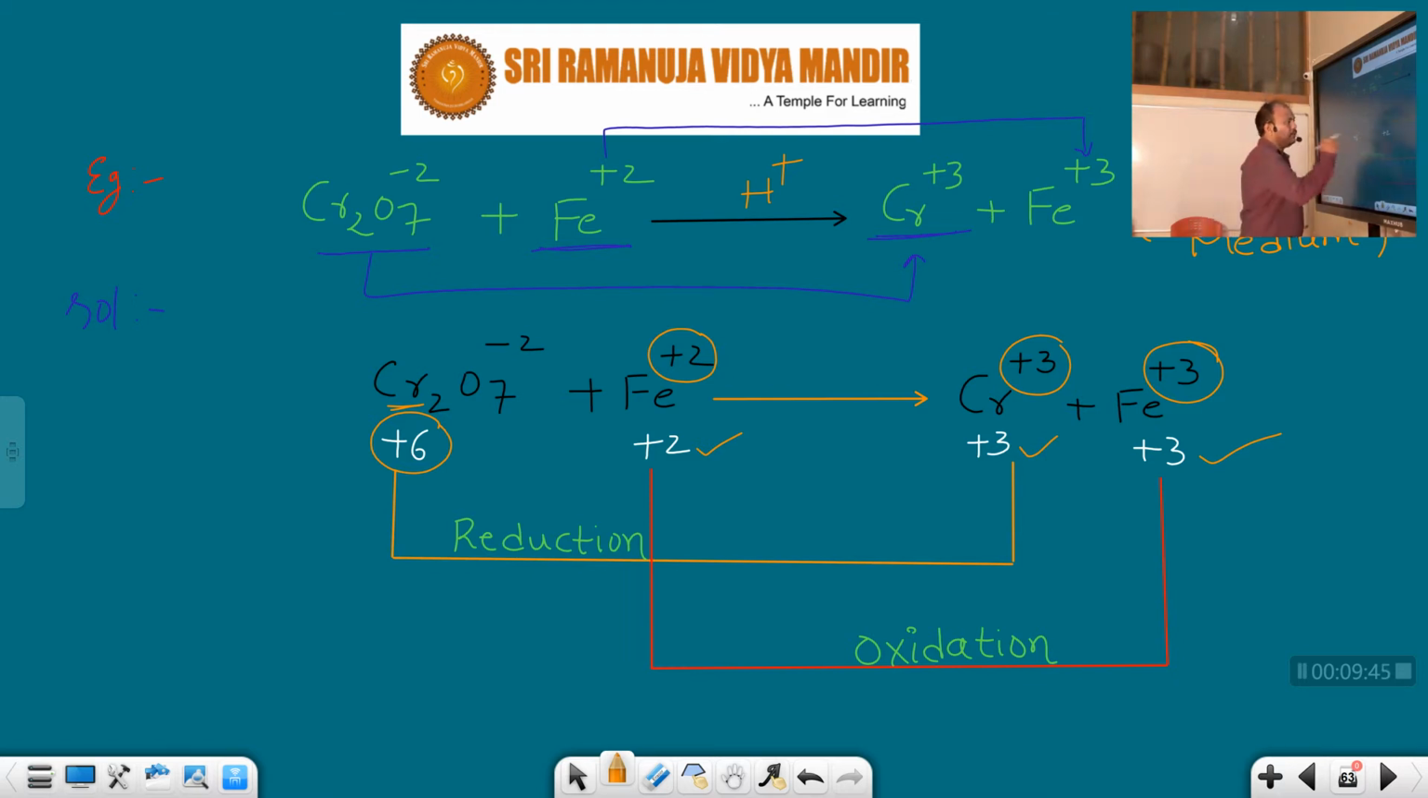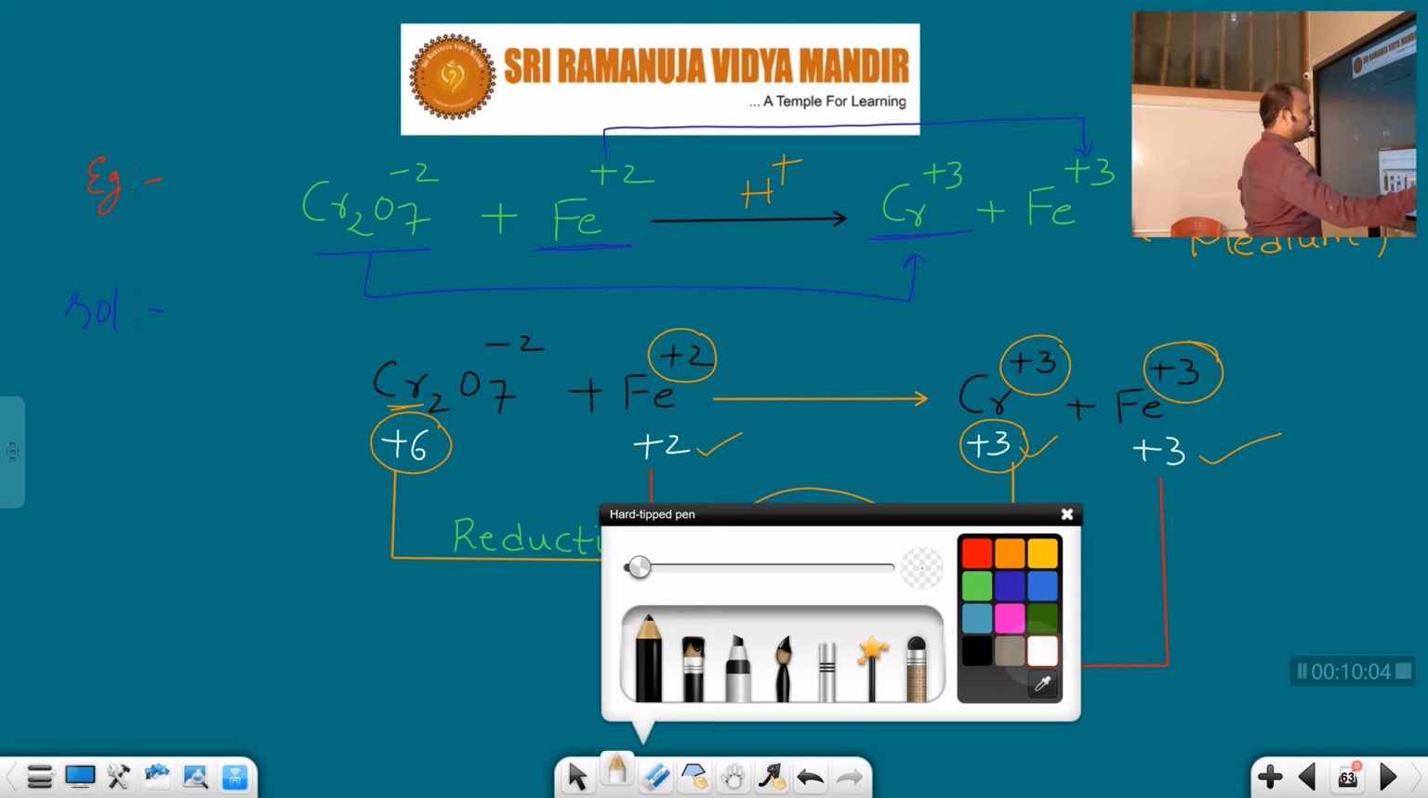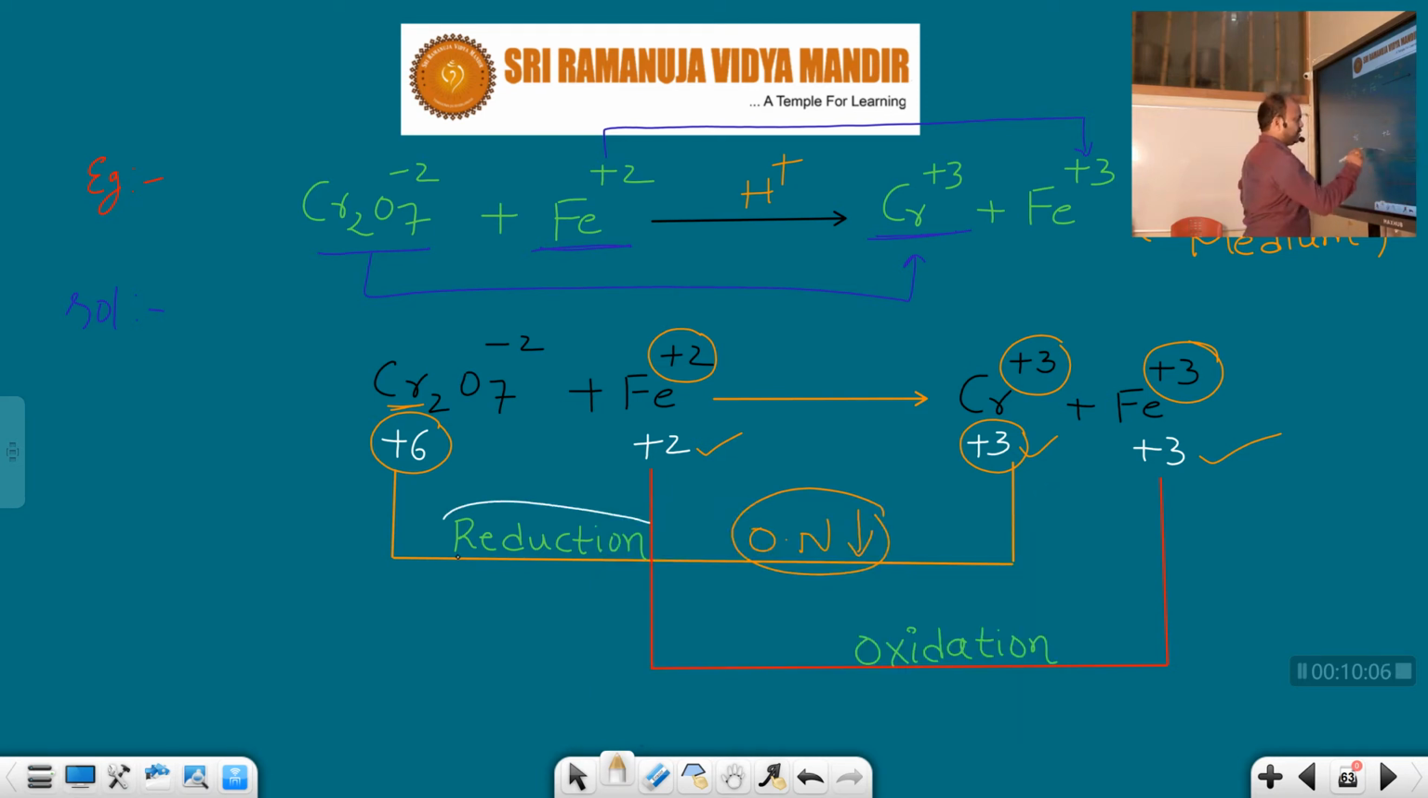So here chromium changes from +6 to +3. Could you please tell me whether the oxidation number increases or decreases? From +6 to +3, the oxidation number decreases. Am I correct or not? Whenever the oxidation number decreases, this is considered a reduction reaction. So the dichromate ion changing into the chromic ion is the reduction reaction, because the oxidation number decreases.